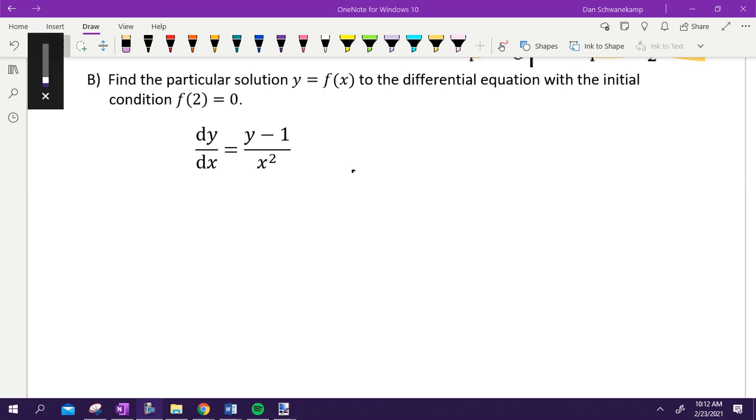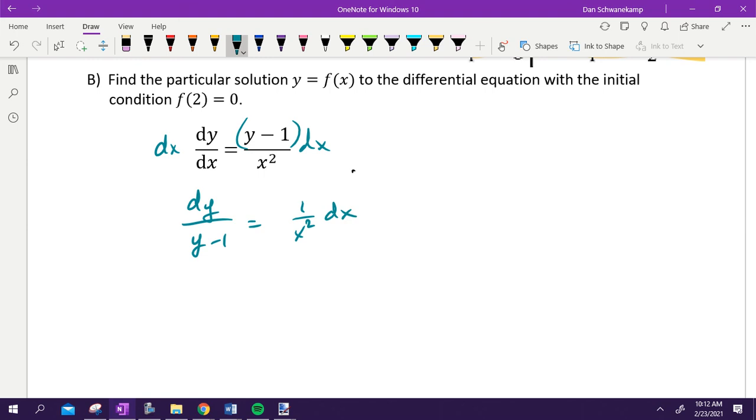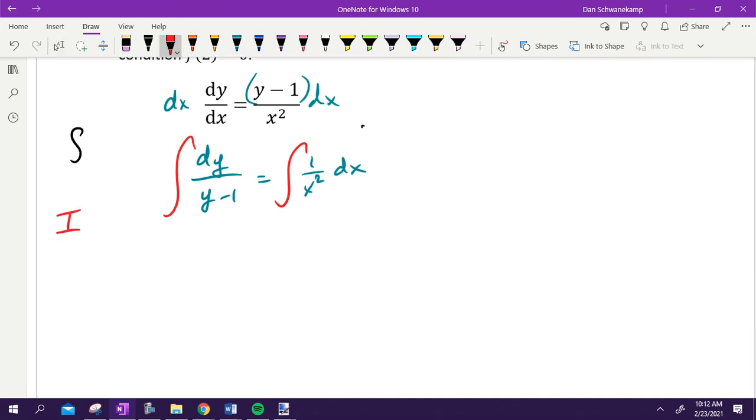We're separating first. So if we're separating, we're going to multiply both sides by dx and divide by y minus 1, because that's all on top. So it's dy over y minus 1 equals 1 over x squared dx. Okay, you can write it however you want, but that is my separation step. Okay, step 2 is integration. So if I'm integrating the left-hand side, what is it going to be when I integrate dy over y minus 1? That is ln. This time it is ln because y minus 1 is to the first power. So ln, absolute value, y minus 1 equals.